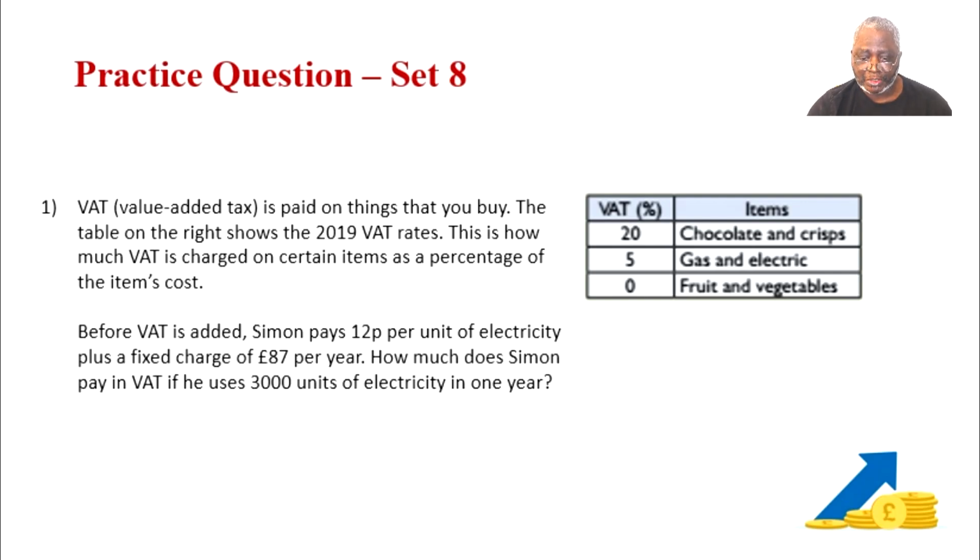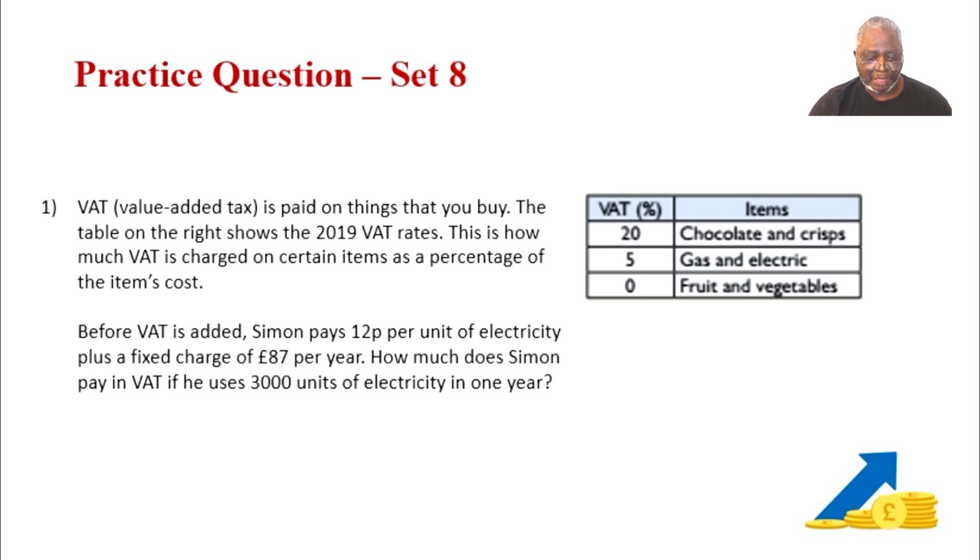So you have chocolate and crisps, gas, electricity, fruit and vegetables. Fruit and vegetables, no VAT is charged. Gas and electricity 5%, I'm sure that's gone up now. And then you have chocolate and crisps, which is 20% because they're considered to be unhealthy. They're trying to discourage you from eating too many sweets.